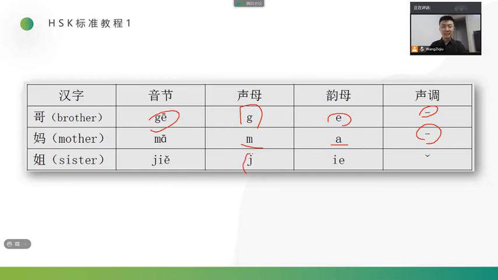Okay, the last one. 声母 is 鸡, 韵母 is 耶, right? 耶耶. 声调 is the third tone, down and up. Okay, now let's put 鸡, 耶 and third tone together. 姐, third tone, down up. 姐, 姐. Okay, this is how to read one syllable. Don't worry, in the next lesson, we will practice more syllables.